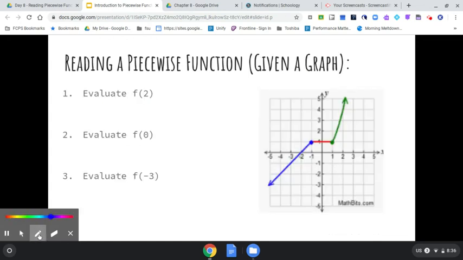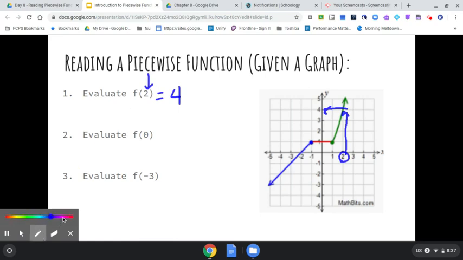Okay, so we are going to evaluate some different values for this piecewise function. The first one, f of 2. We know the input or the x value is 2. So I'm going to go on the graph where the x value is 2 and figure out what is the output? What is the y value? Looks like that y value is 4. So when the input is 2, the output is 4.